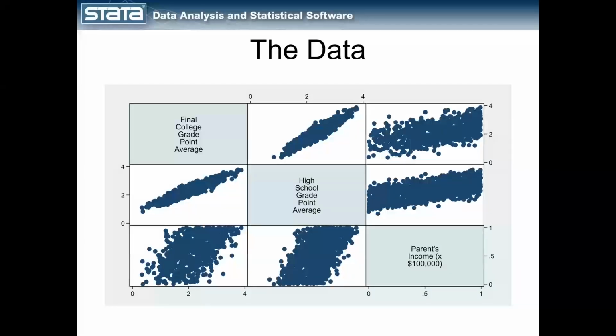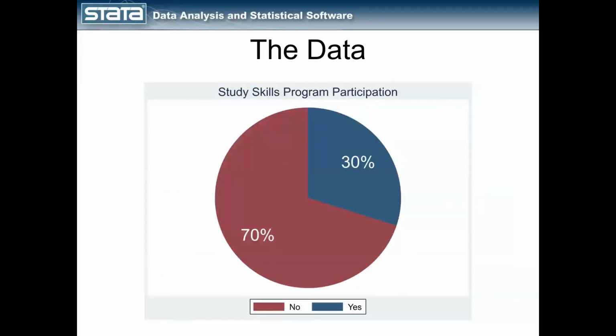Parents' income looks like it's pretty strongly related to high school GPA, at least somewhat anyway, and parents' income is somewhat related to college GPA. So again, just getting to know our data and the patterns there.